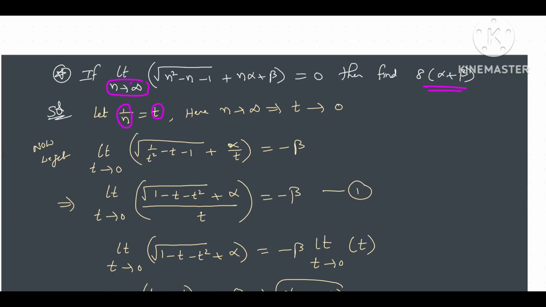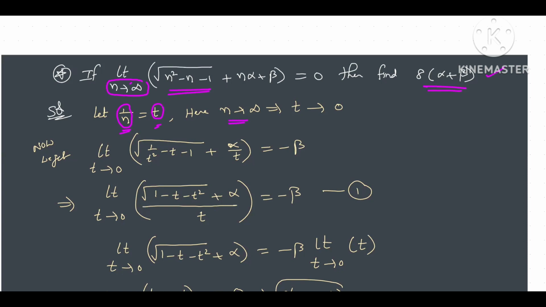Okay, let us go to the next problem. What is the statement given here? Limit n tends to infinity, root under n square minus n minus 1 plus n alpha plus beta is equal to 0. Then find 8 times alpha plus beta. Okay, first we have to find alpha and beta. So what is the limit given here? N tends to infinity. Let us take 1 by n is equal to t.